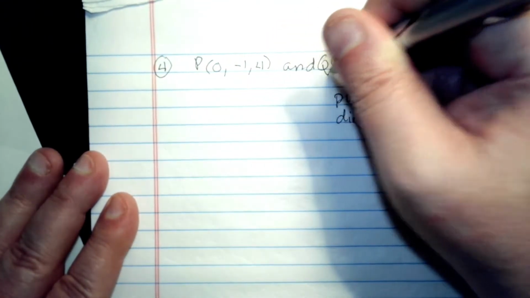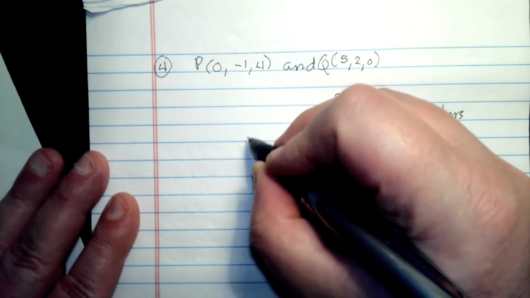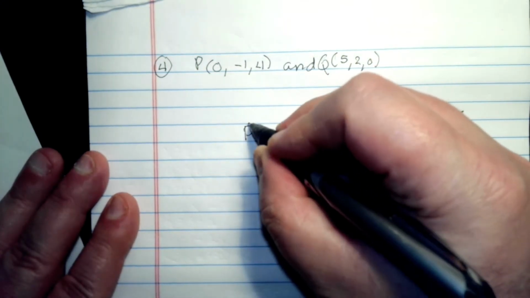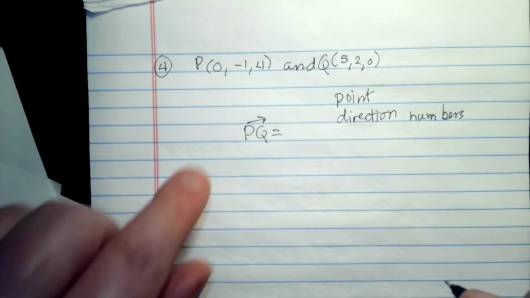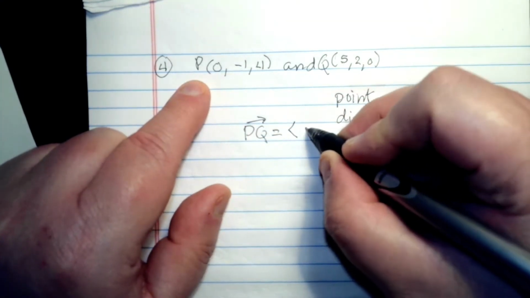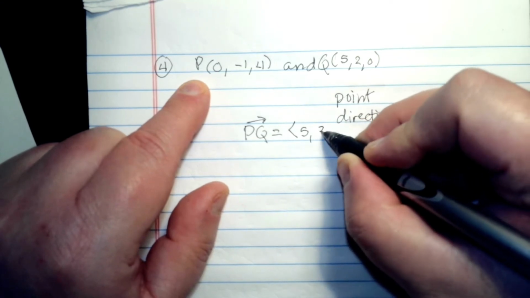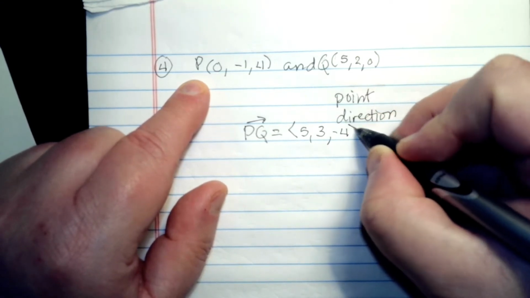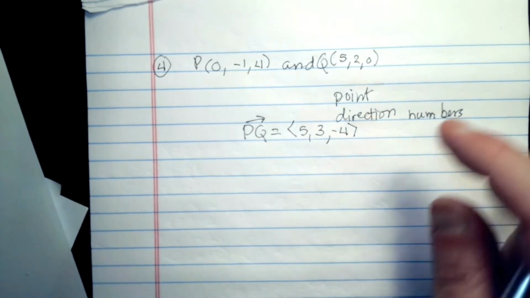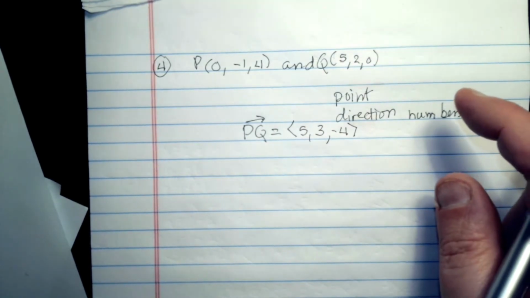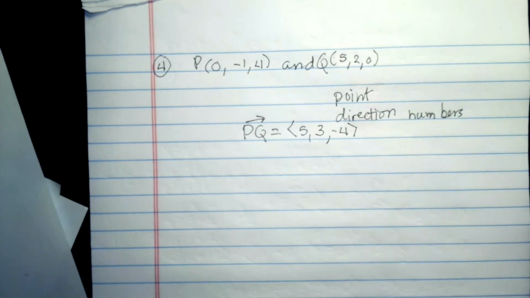So let's call this point P and this point Q. So the vector PQ would have components 5, 3, -4. And this vector is going to be parallel to the line that we're looking for.